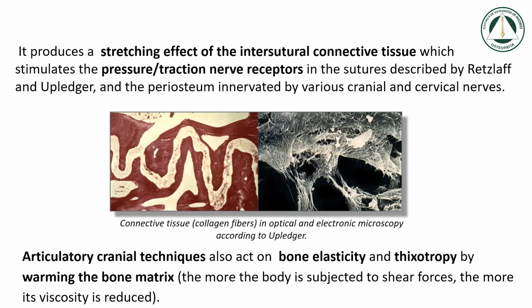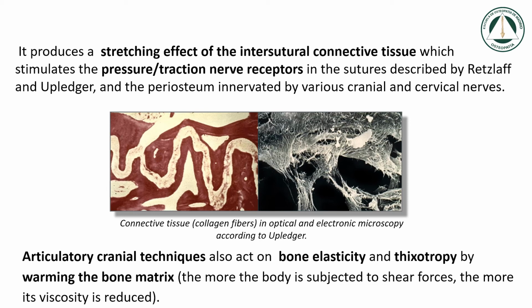It produces a stretching effect of the intersutural connective tissue, which stimulates the pressure, or traction of nerve receptors in the sutures and the periosteum, innervated by various cranial and cervical nerves. This image is taken from a study carried out by Upledger and shows the intersutural ligaments under an electron microscope. Observe the presence of mechanical captors used to measure pressure, traction, and nerve fibers that transmit pain.